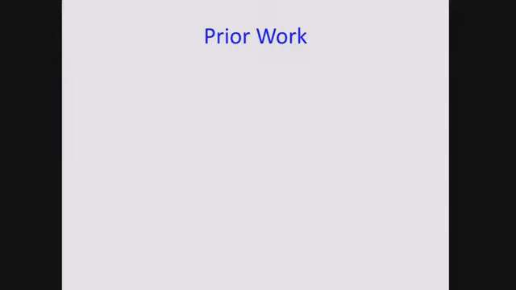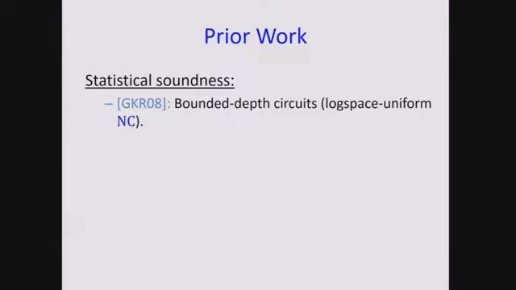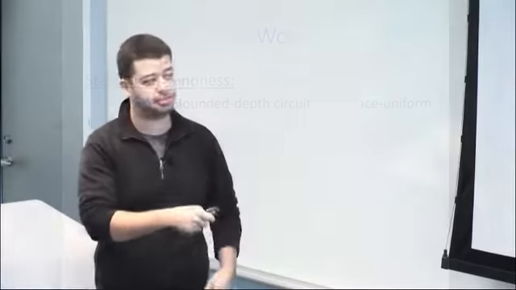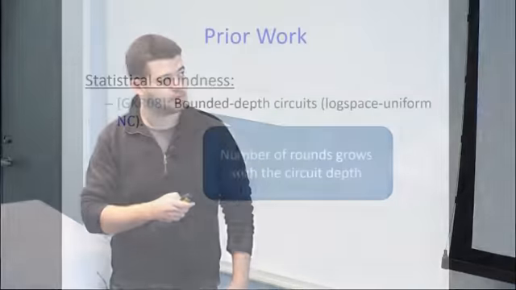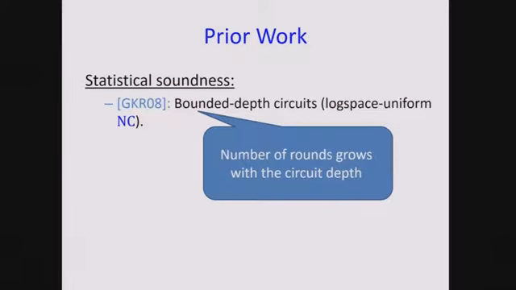Before telling you what our result is, let me mention some prior work. In this work of GKR, they showed a beautiful protocol that works for any bounded depth circuit, so roughly the class NC, where the verifier is linear time and the prover is polynomial time. One downside of the protocol is that the number of rounds of interaction grows with the depth of the circuit. So quite a bit of interaction.